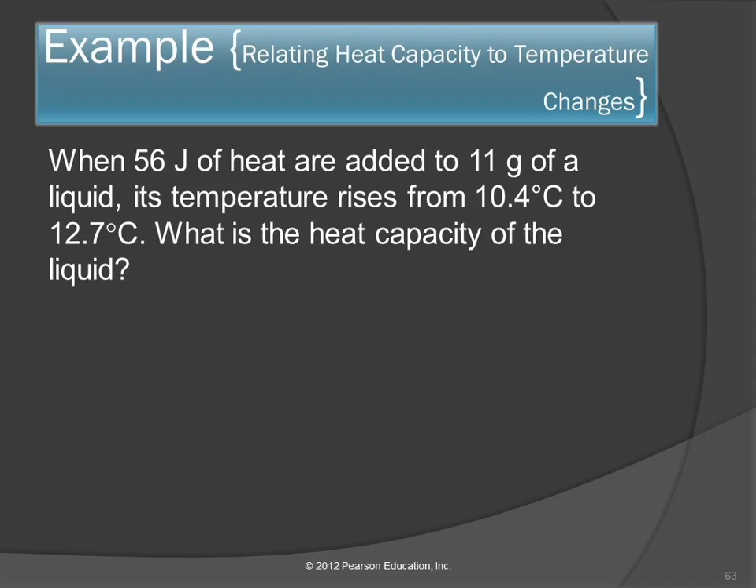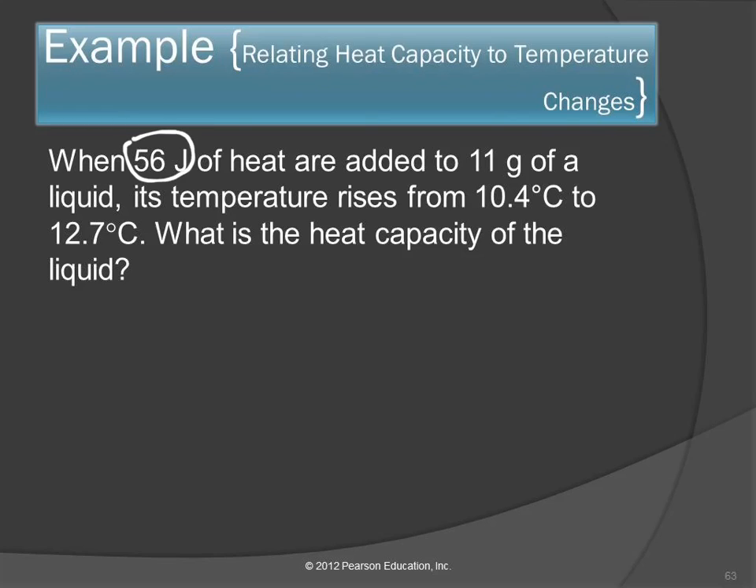This one's a little more straightforward. When 56 joules of heat are added to 11 grams of a liquid, its temperature rises from 10.4 degrees Celsius to 12.7 degrees Celsius. What is the specific heat capacity of the liquid? I'm sorry, I put the word specific in there. What is the heat capacity of the liquid? They're asking us for heat capacity, and they don't tell us what the liquid is, so there's nothing to go look up. We're just going to calculate that using the numbers that we're given.